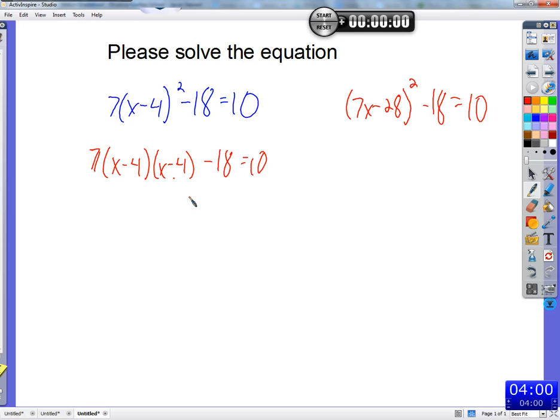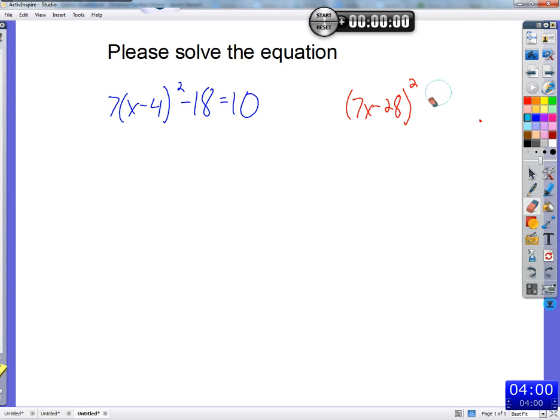But if we distribute the 7 just into that, and we write it as this squared, it's like we have 7x minus 28 times 7x minus 28, which is not right. We can get one factor of 7x minus 28 and then x minus 4, but not two of them. So trying to distribute that 7 like that is wrong. That's a no-no for sure.